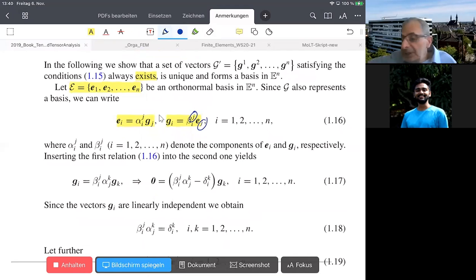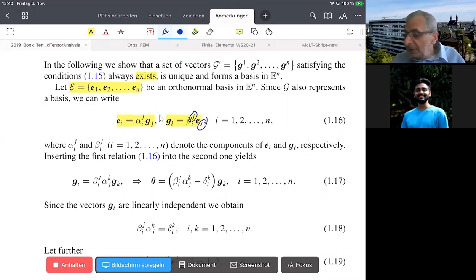These components alpha and beta have two indices. In principle, as we will discuss later, they can be represented as matrices, right? We have an index, and we can organize these values alpha in rows and columns according to the index. But now it's not so important.